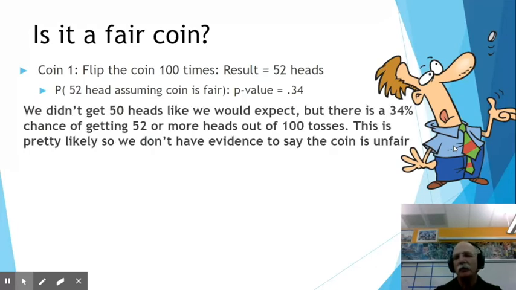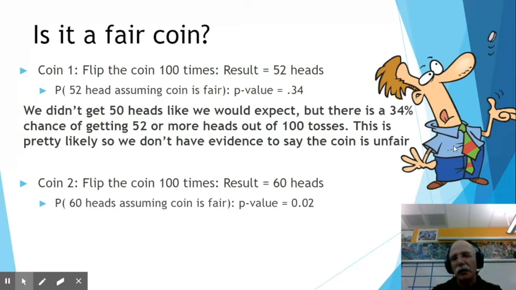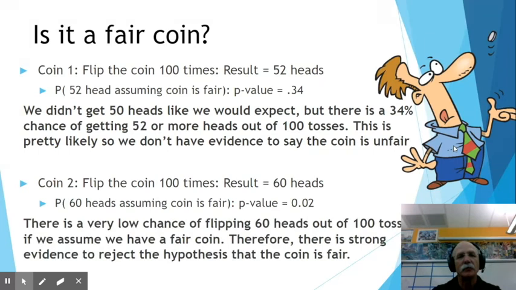We'd expect 50 heads, but there's a 34% chance of getting 52 or more heads out of 100 tosses. I'm pretty sure that coin's not unfair, right? I don't have very good evidence that it's different from 50%. If I flip it 100 times and I get 60 heads, well, that would make me maybe a little more suspicious. I run the same test. The probability that I get 60 or more heads, assuming the coin's fair, is only 2%. Now, that's what we would consider statistically unusual, right? So there's a very low chance of flipping 60 heads out of 100 tosses if we assume we have a fair coin. Therefore, there's strong evidence to reject the hypothesis that the coin is fair.